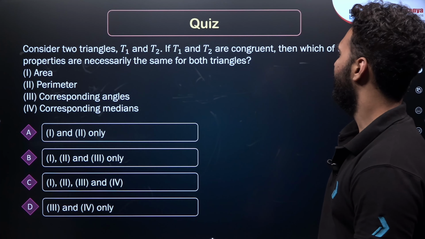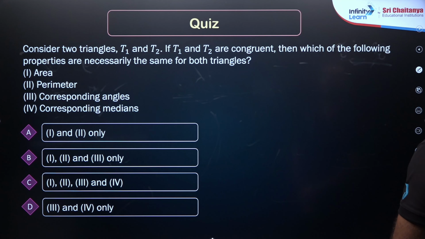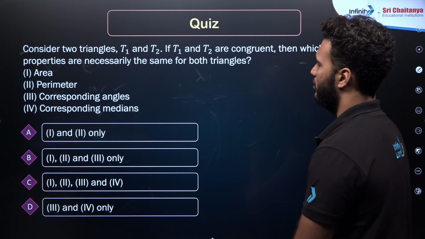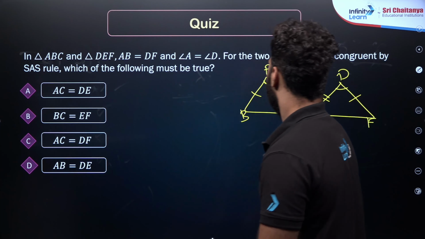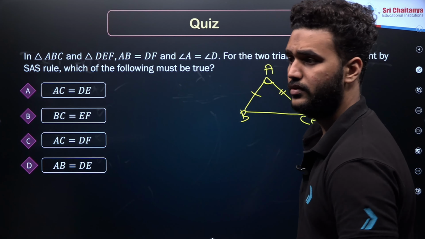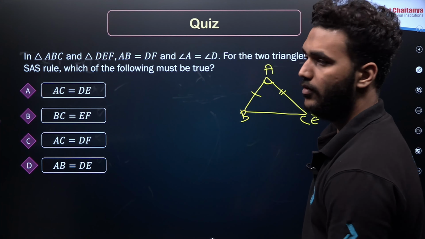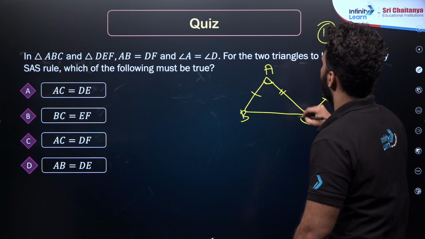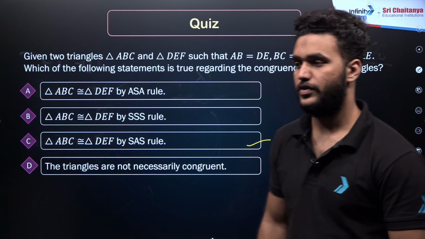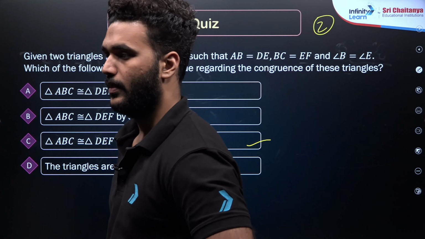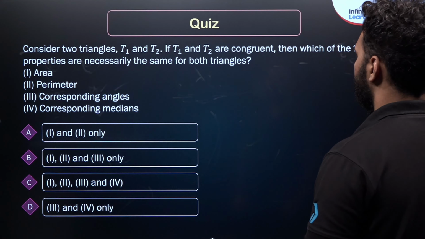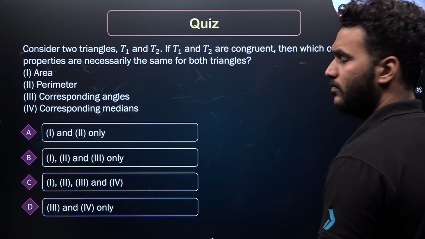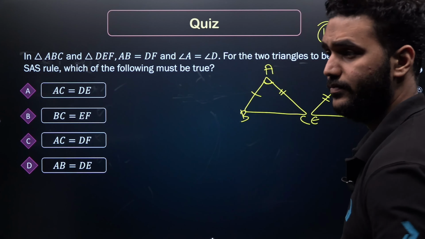Consider two triangles T1 and T2. If T1 and T2 are congruent, then which of the following properties are necessarily the same for both triangles? Area, perimeter, corresponding angles, corresponding medians, all are equal. Sir, this question, which you want me to explain, this question or this question? Let's say this is the first question, let's say this is the second question. Which question? This one or this one?